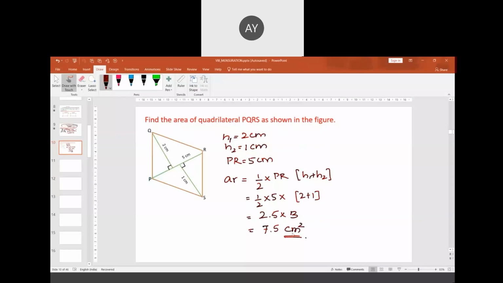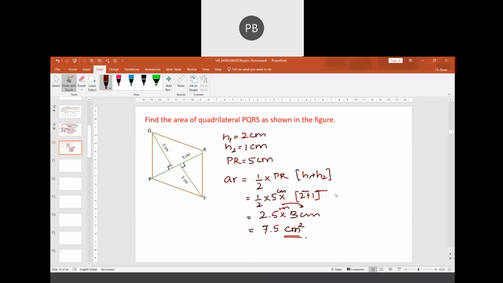Why centimeter square? Because we're finding area. For area, we should apply square. 2 centimeter added to 1 centimeter gives 3 centimeter. Half times 5 is 2.5 centimeter. When centimeter is multiplied by centimeter we get centimeter square. So always remember, area is in terms of centimeter square or meter square, square units, and length is in terms of centimeter.